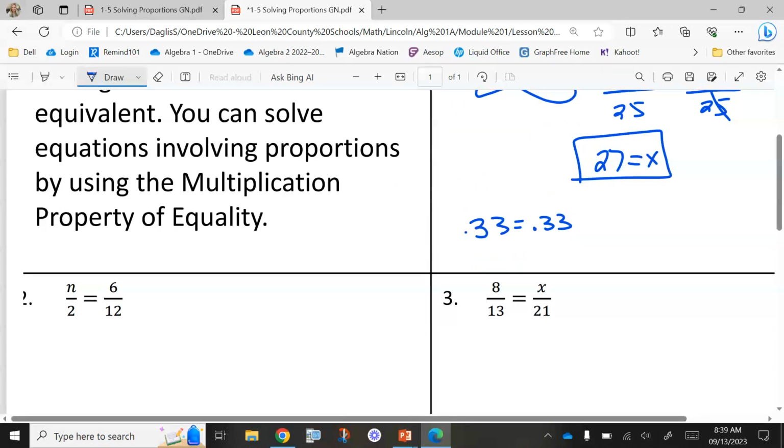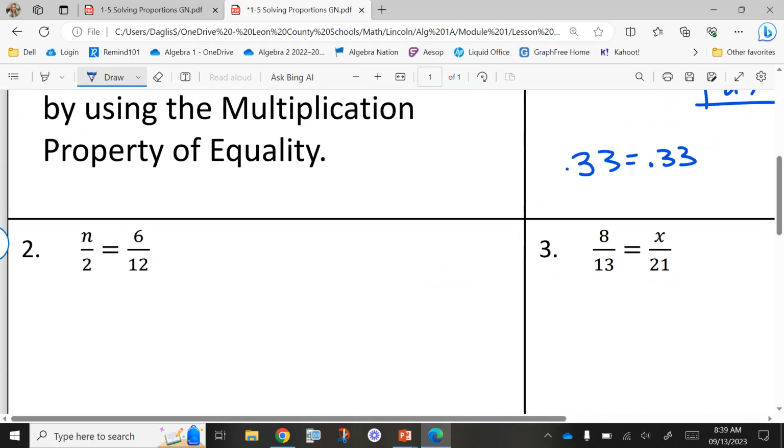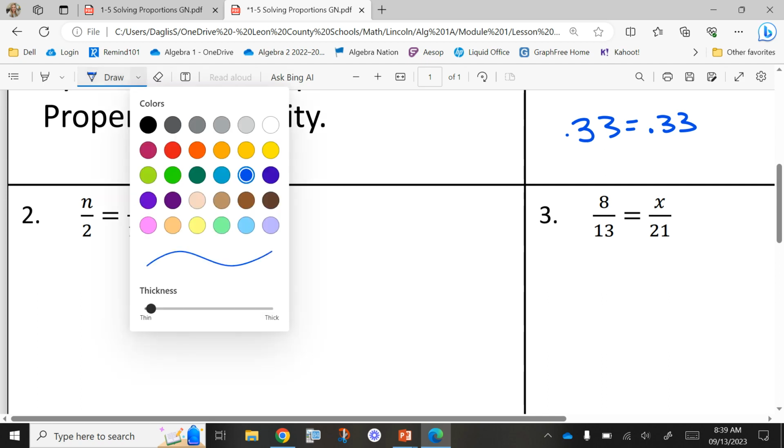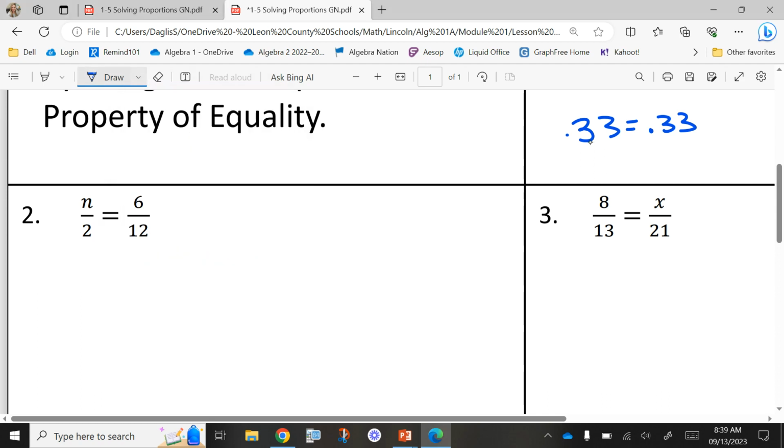All right, let's do another one. How about n divided by 2 equals 6 divided by 12? Tell me how to set it up. Multiply what? All right, 6 and 2. And then n and 12.